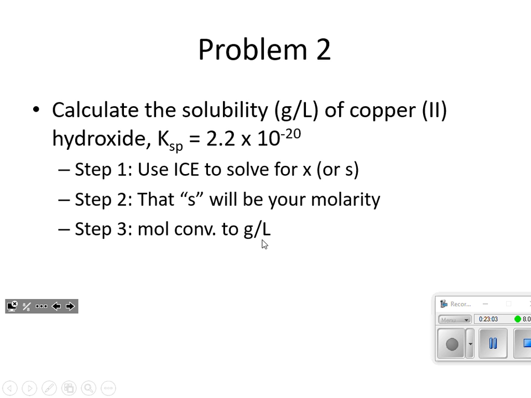So what I wanted to do with notes today was show you one of each direction. That way, when you're doing WebAssign, you can now do either problem. So if you want to just write down the beginning of solve for grams per liter of copper 2 hydroxide, and here's the K value. Again, I'll show you these 3 steps on Smart Notebook then.